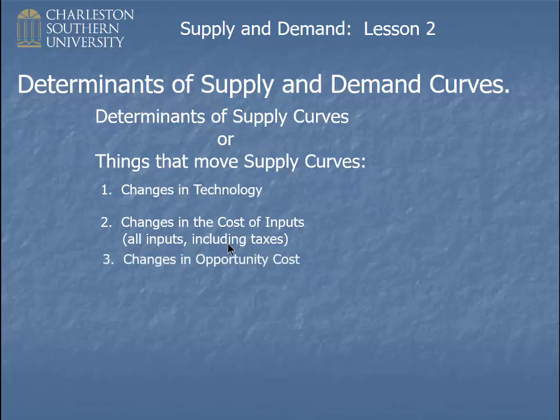Then there's changes in opportunity cost. I have a separate slide for this. Opportunity cost is defined to be whatever it is that you have to give up by choosing to do one thing instead of something else. And then finally, again, expectations. What producers think is going to happen in the future will affect their decision to bring something to market today.